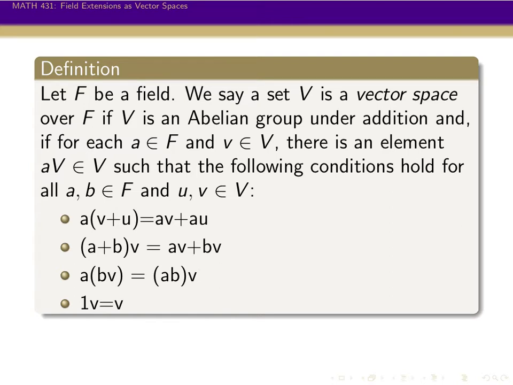And then there's some further structure, and that's that for any element a in F and any element of the vector space V, you can take the element of the field and multiply it to the vector. And so this actually should be a little v here, not big V, a little v.